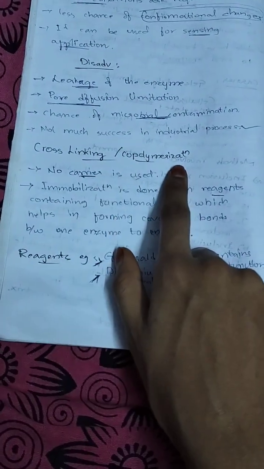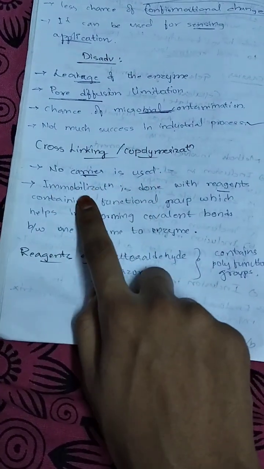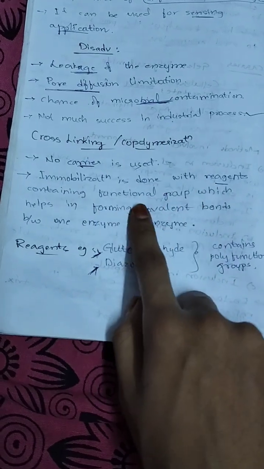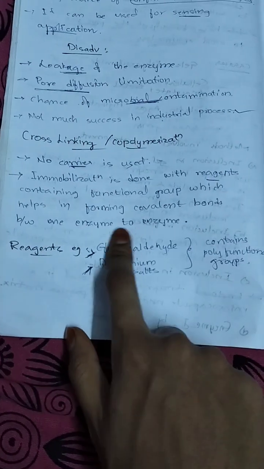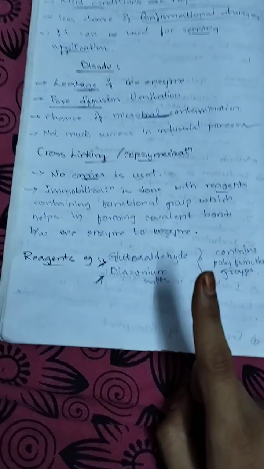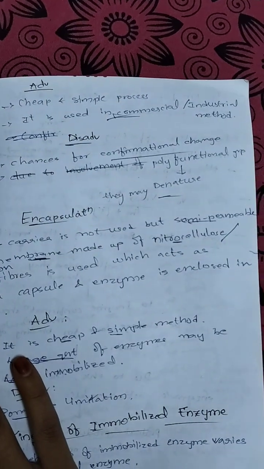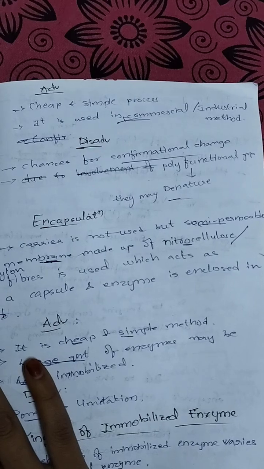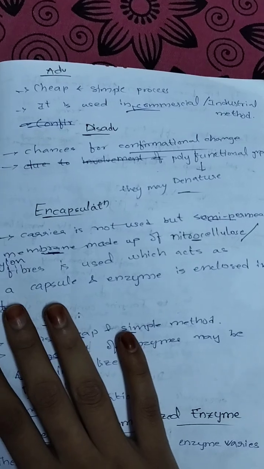In cross-linking or copolymerization, no carrier is used. Immobilization is done with a reagent containing functional groups. These reagents help in forming covalent bonds between the enzymes. No carrier is present. Reagents are glutaraldehyde and diazonium salts. The advantages are that it is cheap, simple, and used in industrial methods. The disadvantage is that there is a chance of conformational change.